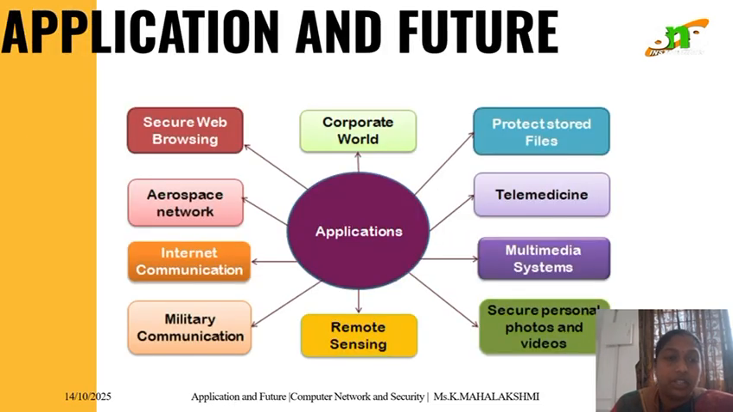The applications of cryptography cover two areas: one is remote sensing, another is the corporate world. In the corporate world, it is used for secure web processing, aerospace networking, internet communication, and military communication. In remote sensing areas, it is used for protected stored files, telemedicine, multimedia systems, and securing personal photos and videos.